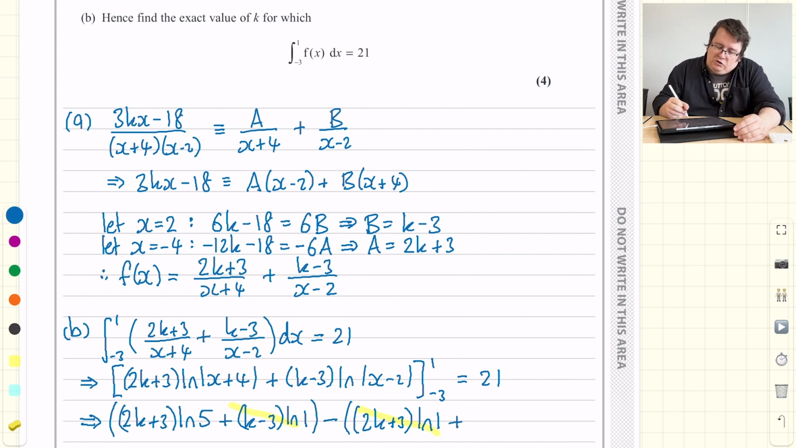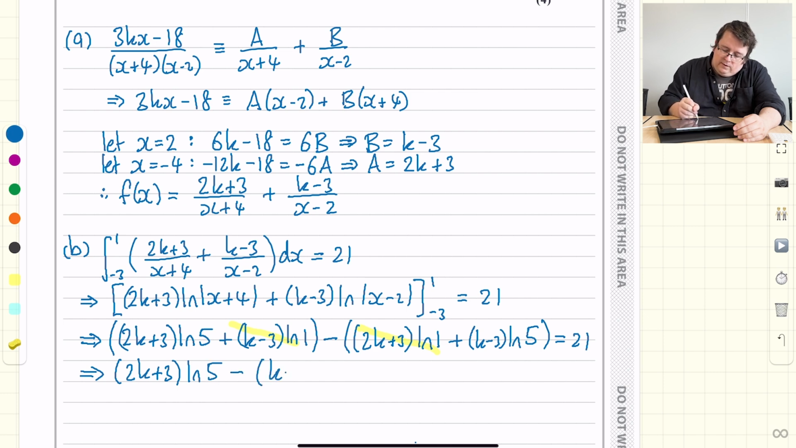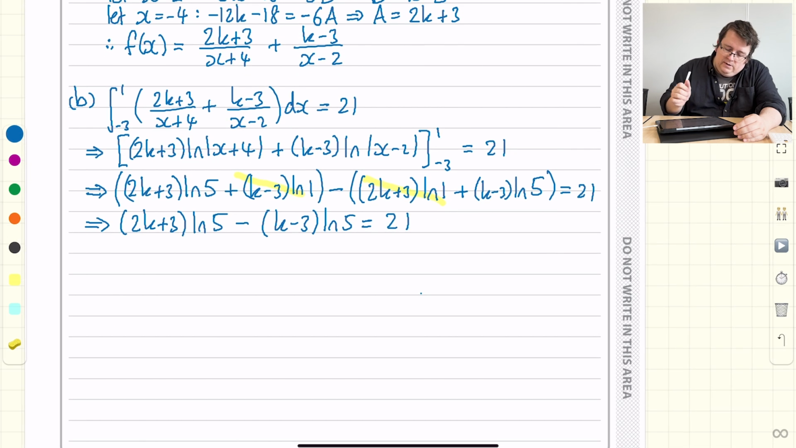Plus, substituting minus 3 into the second term, k take away 3, natural log of, minus 3 take away 2 is minus 5, modulus of that is 5, and that's going to be equal to 21. Okay, so what do we have? We've got 2k plus 3, natural log of 5, take away k take away 3, natural log of 5 is equal to 21. So if we divide through by log 5, we get 2k plus 3, take away k take away 3 is equal to 21 over log 5.